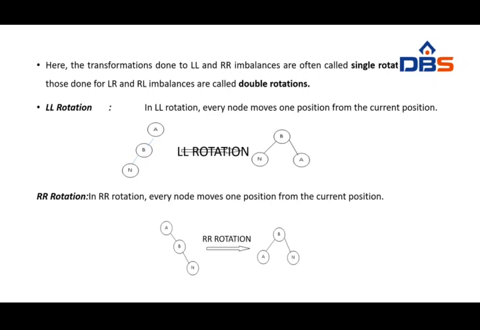First go for LL. In LL rotation, every node moves one position from the current position. See A, B, N: B becomes the root node, N is the left child of B, and A is the right child of B. Now go for RR. Every node moves one position from the current position. See A, B, N: B is the root node, A is the left child of B, and N is the right child of B.